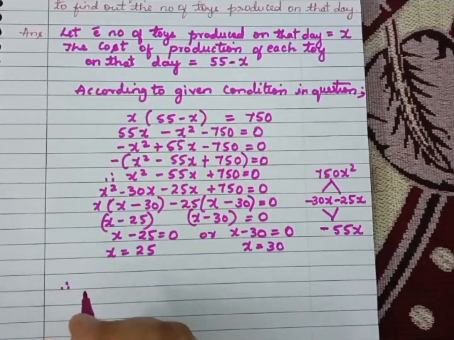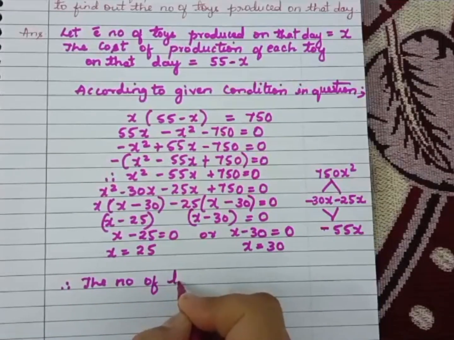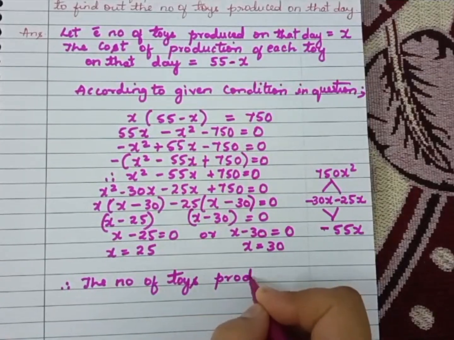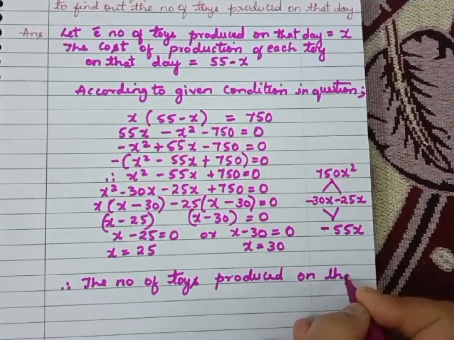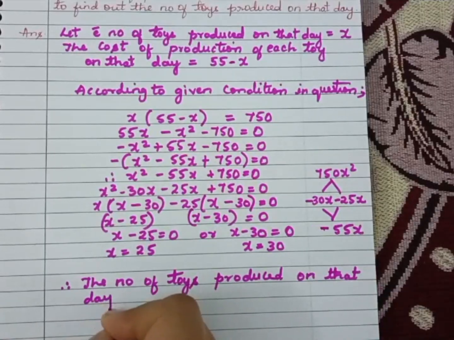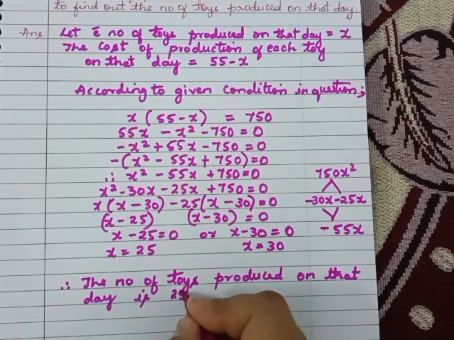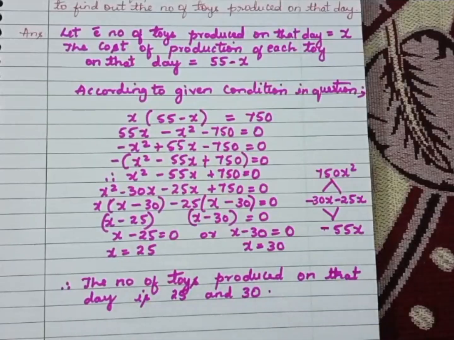So, therefore, the number of toys produced on that day is 25 and 30. So, this is the answer for the second question.